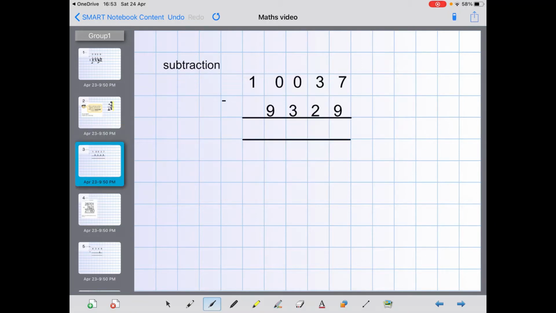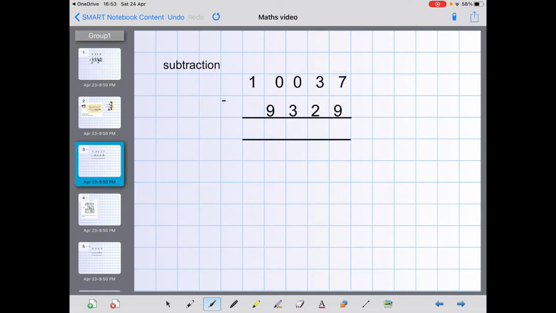Let's have a look at our subtraction question. This question, we have 10,037 take away 9,329. I have chosen this number because we are going to need to be exchanging from zeros. This is something which is expected in Year 5. Again, in Year 5, children are expected to subtract 4 or more digits from each other, and they will be expected to exchange digits in order to do this.